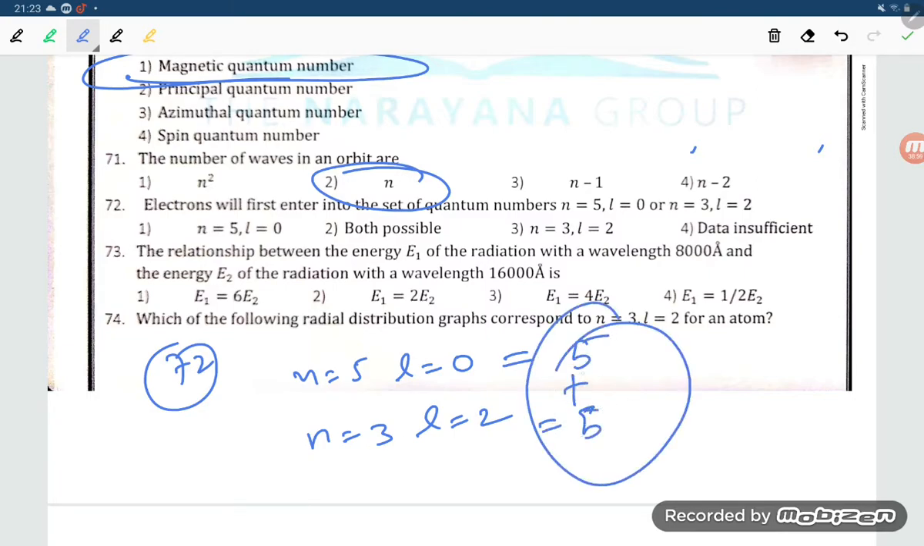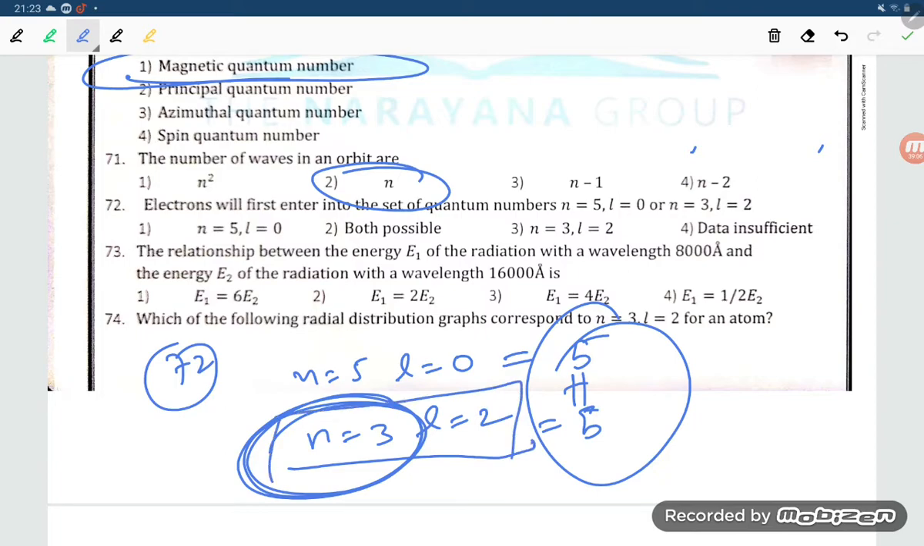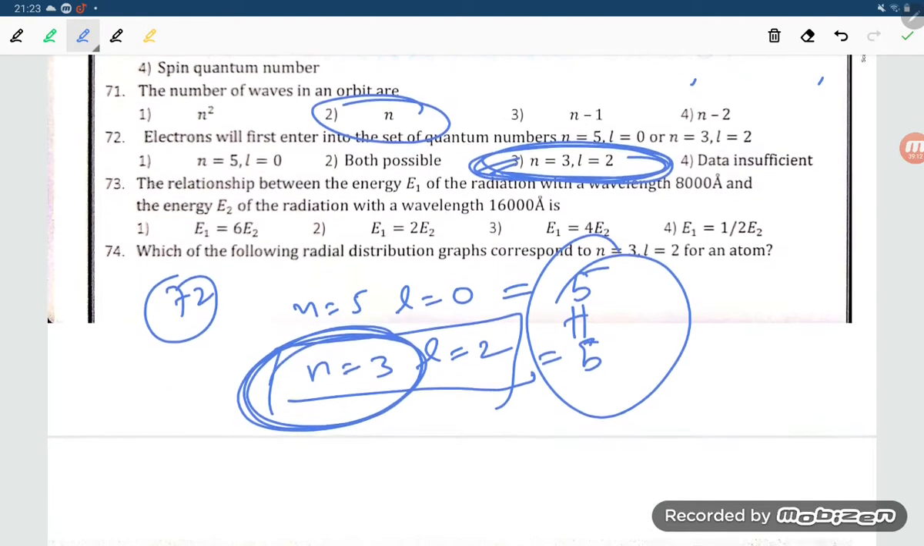If both are the same, student, then the electron first enters the orbital which has the lower value of n. So this orbital will be filled first: n equal to 3, l equal to 2. So the correct option is option number 3.